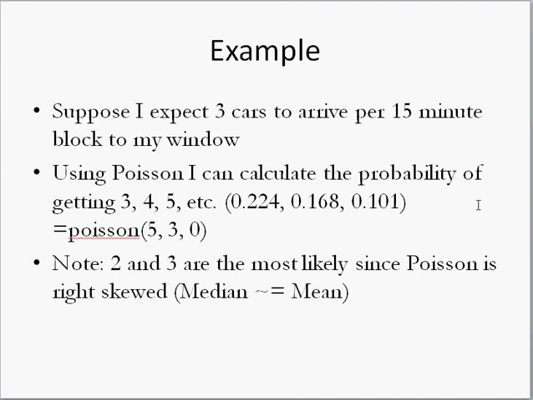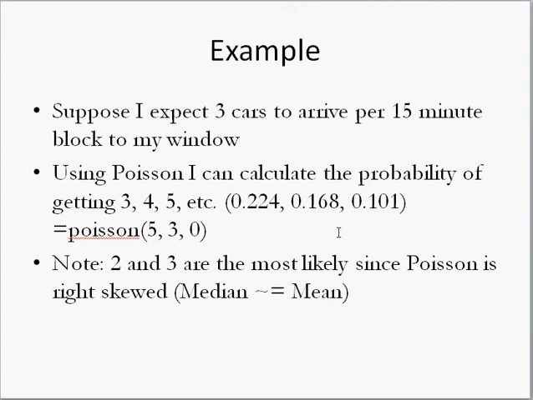So even though the average is 3, 2 and 3 are the most likely because as we move into 4, 5, 6, 7, 8, there's no limit on the number of things that can happen. They just become increasingly unlikely as the number increases. That creates a right skew to the distribution, which means the typical experience might be somewhat less than the average.